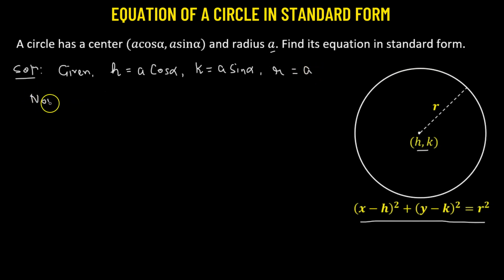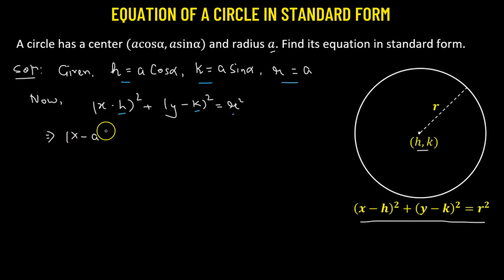Now we'll use the standard form. We know that we have x minus h whole squared plus y minus k whole squared, which is equal to the square of the radius. All we have to do now is replace the values of h, k and r with the respective values. So let's do that. We're going to get x minus h.